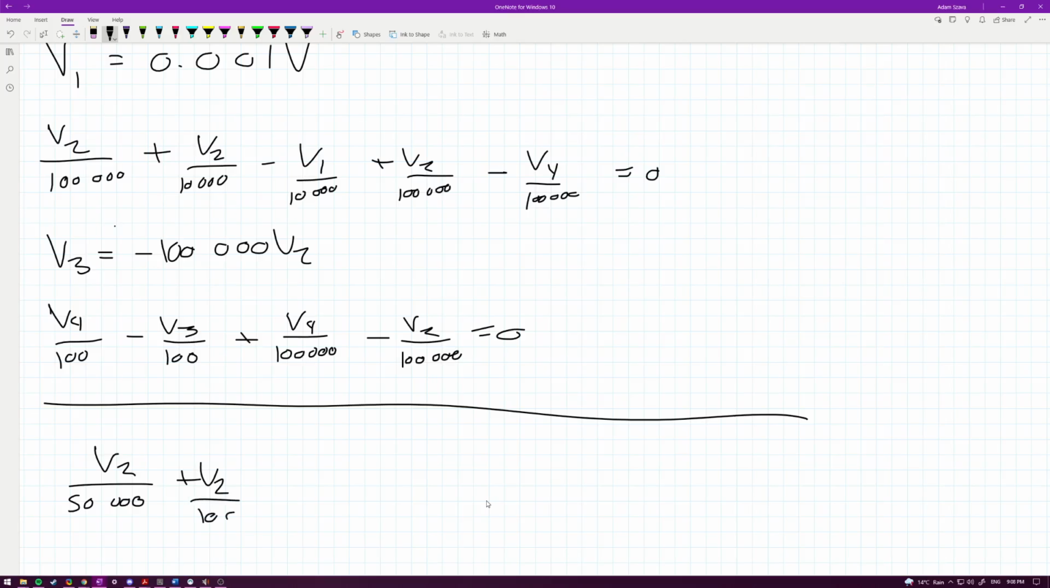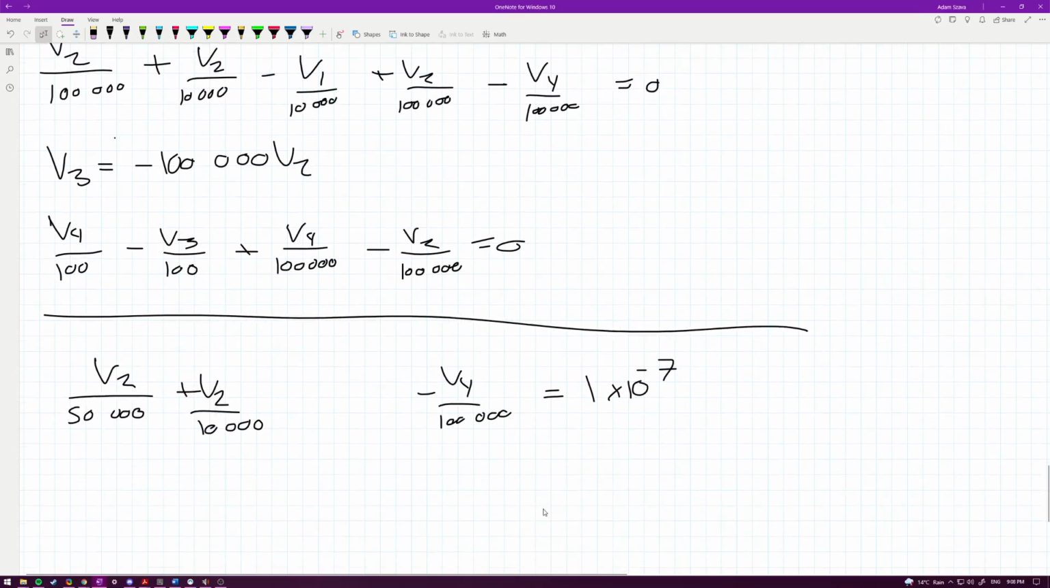V2 over 10,000 minus 1 times 10 to the negative 7 minus V4 over 1,000, so 1 times 10 to the 7. Great. V3 equals that whole thing, so I'll leave that as an equation. So 100,000 V2 plus V3 equals 0.